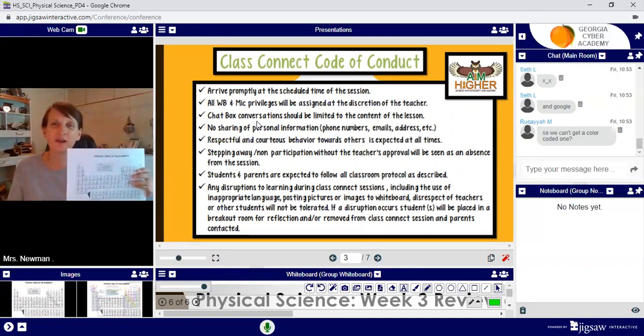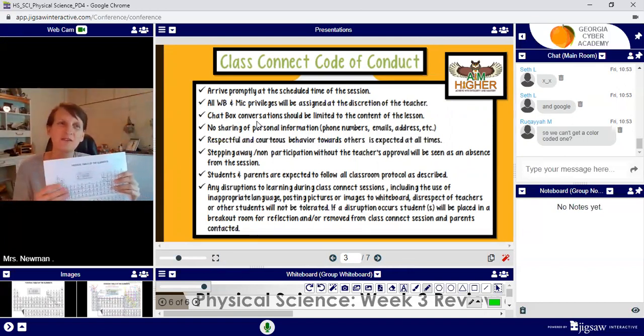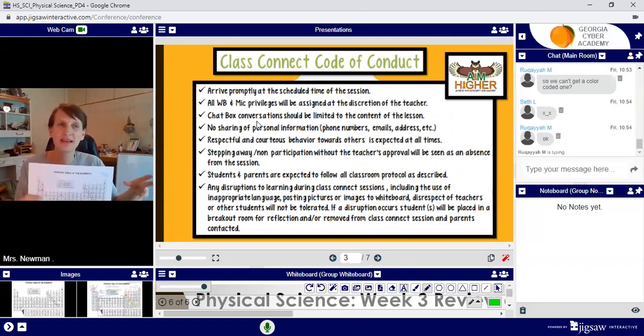No, this is what you use on the EOC, so get used to using this on your tests. You can have a color-coded one that you use for regular day-to-day stuff, but on the assessments, let's use the blank one. Good question.